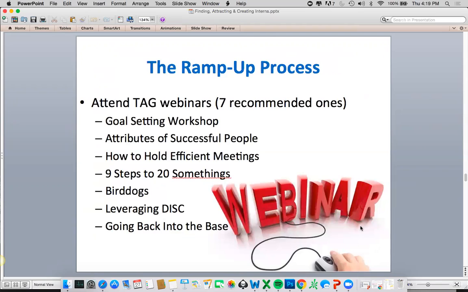Here's the ramp up process. One of the easiest ways to bring them up to speed is you don't have to spend all this time with them speaking the language. Just send them to us and we'll run them through a bunch of different webinars. The ones we recommend are: 1, the goal setting workshop; 2, attributes of successful people; 3, how to hold efficient meetings; 4, 9 steps to managing 20-somethings; 5, bird dogs; 6, leveraging DISC; and 7, going back into the base. Have them listen to these, and they're going to start understanding the language and naturally integrating into everything you're doing.